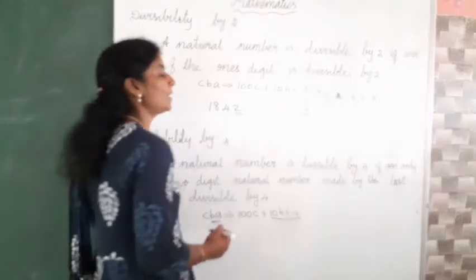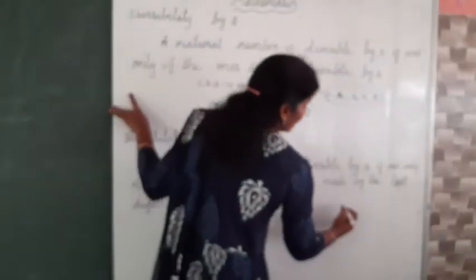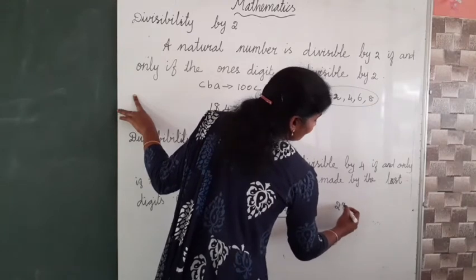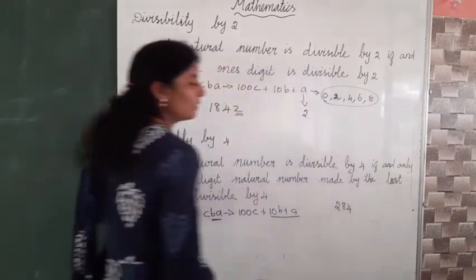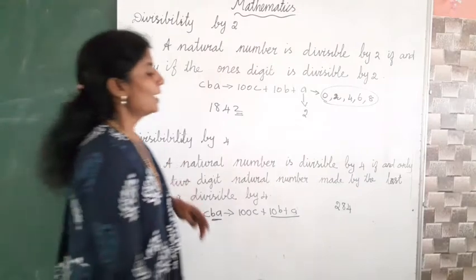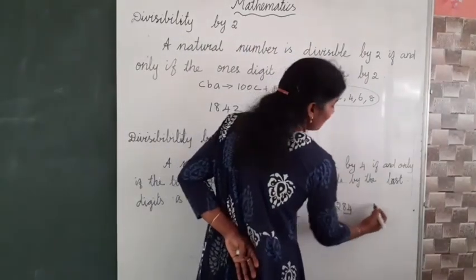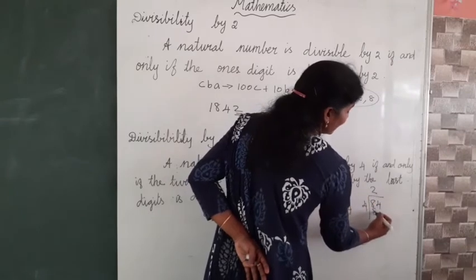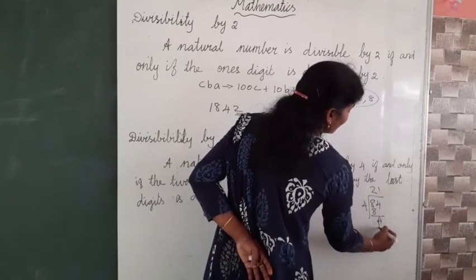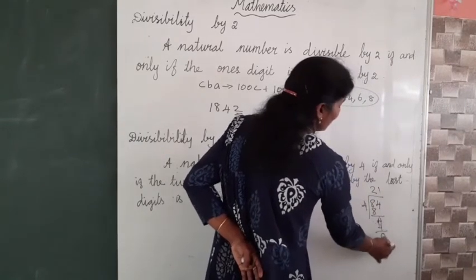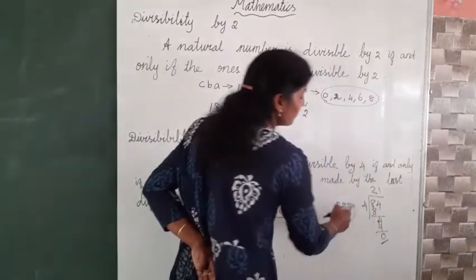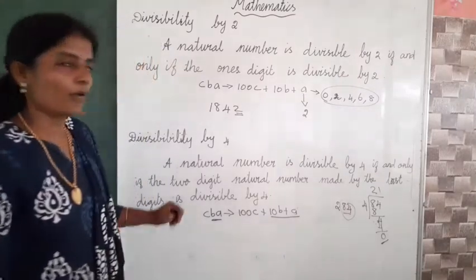Okay. For example, take the number 284. Now listen here. The last 2 digits are 84. 84 is divisible by 4. 2 4s are 8, then 4. 1 4 is 4. So remainder 0. 84 is divisible by 4, which means 284 is also divisible by 4. Can you check?